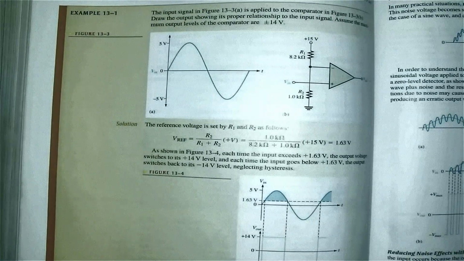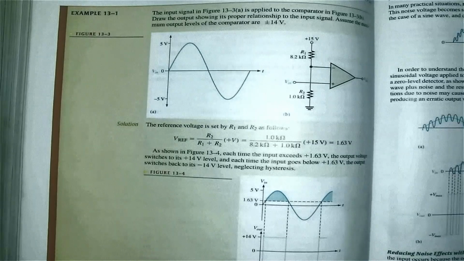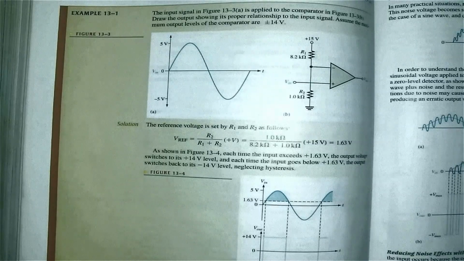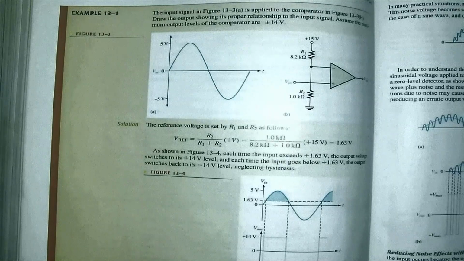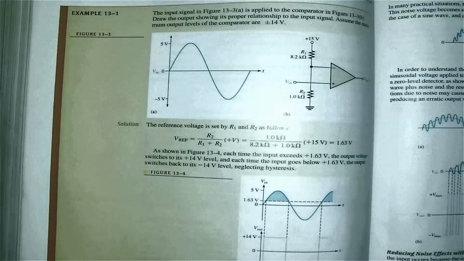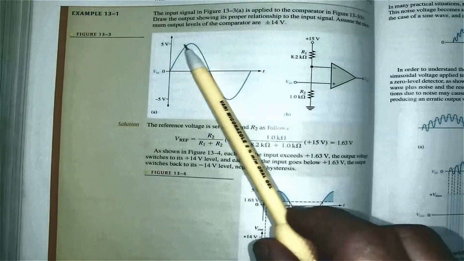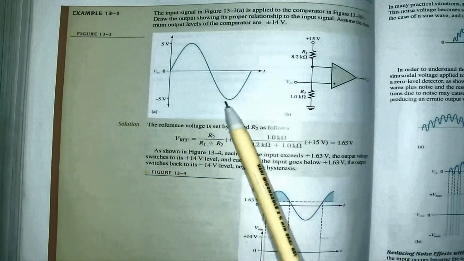All right, let's have a look at example 13.1. They say the input signal in figure 13.3a is applied to a comparator in figure 13.3b. Draw the output, showing the proper relationship to the input signal. Assume that the maximum output levels of the comparators are plus minus 14 volts. That means the maximum output can go to plus minus 14 volts. Here's my input signal, positive 5 volts, negative 5 volts.